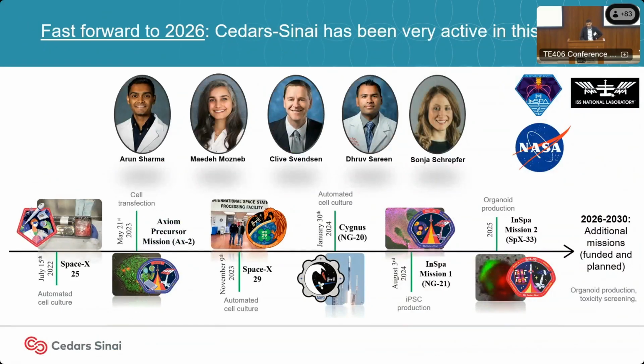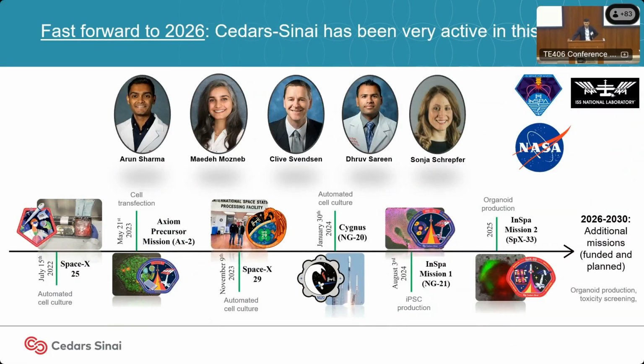So fast forward 10 years later to 2026, Cedars-Sinai, our institution, has been very active in this space, pun intended. We've had about 10 different missions that have flown to the International Space Station, looking at all aspects of stem cell growth, stem cell culture, automated cell culture in space, in partnership with our on-campus biomanufacturing facility that makes thousands of different iPS lines for internal use and external use at Cedars-Sinai.